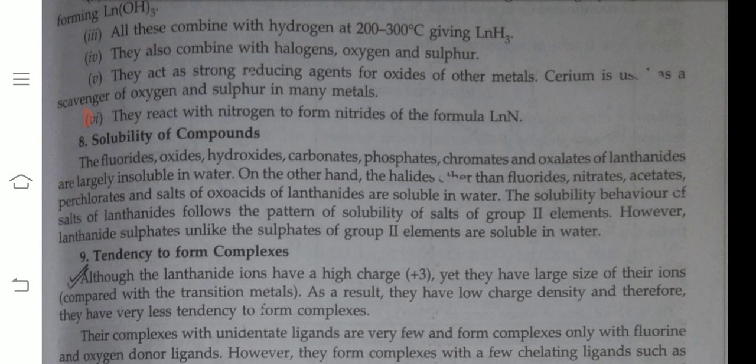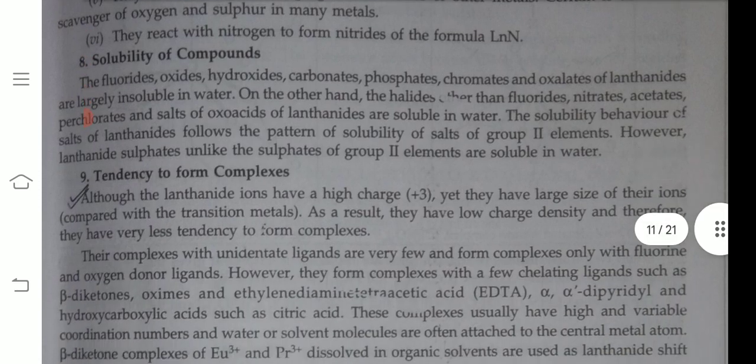Solubility of compounds. The fluorides, oxides, hydroxides, carbonates, phosphates, chromates and oxalates of lanthanides are largely insoluble in water. On the other hand, the halides other than fluorides, nitrates, acetates, perchlorates and salts of oxoacids of lanthanides are soluble in water. The solubility behavior of salts of lanthanides follows the pattern of solubility of salts of group 2 elements. However, lanthanide sulfates, unlike the sulfates of group 2 elements, are soluble in water.